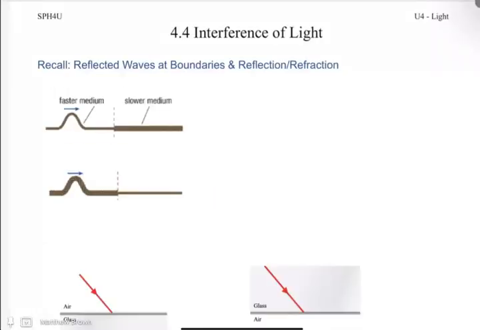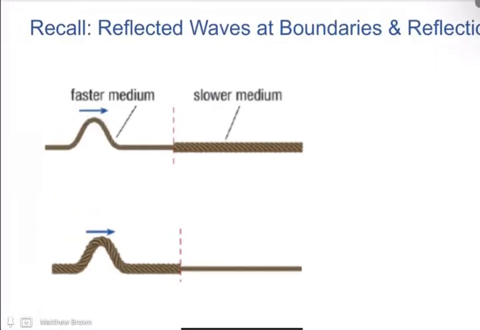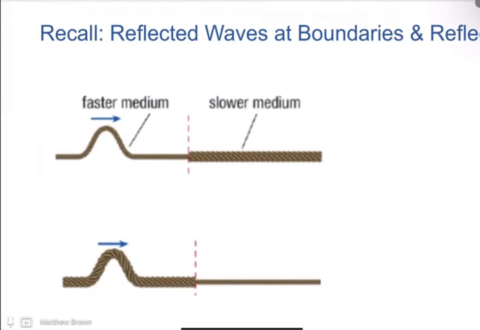So we're looking at interference of light, but let's just quickly review because it actually is relevant and very similar. What happens with waves, let's say on a string or something like that? So in this first case, suppose you've got a faster medium, just represented by a thinner rope here, and then you've got a slower medium. What happens once this wave pulse gets to the boundary here?